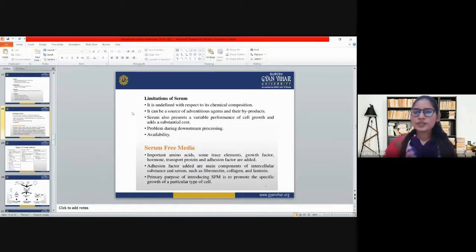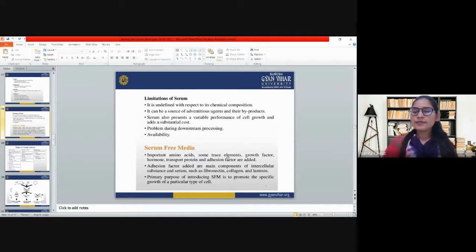Now the limitations of serum: it is undefined with respect to its chemical composition. It can be a source of adventitious agents and by-products, and serum also presents variable performance of cell growth and a substantial cost. The problems during downstream processing and availability. So these are the limitations of the serum.